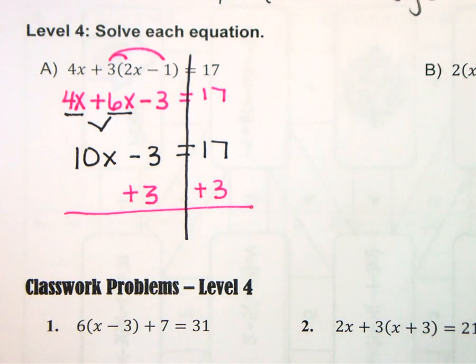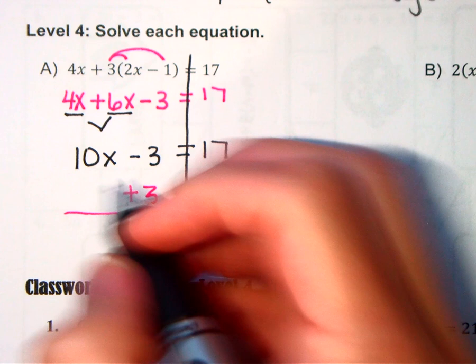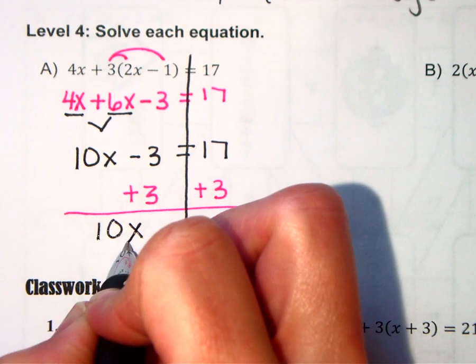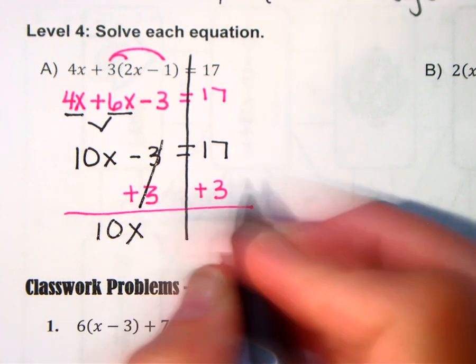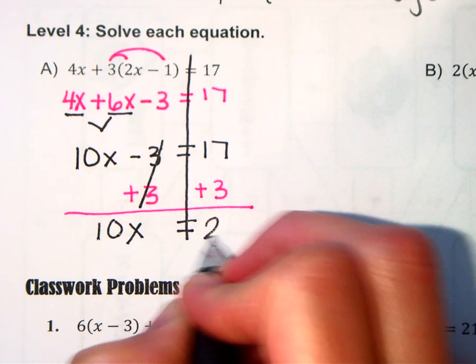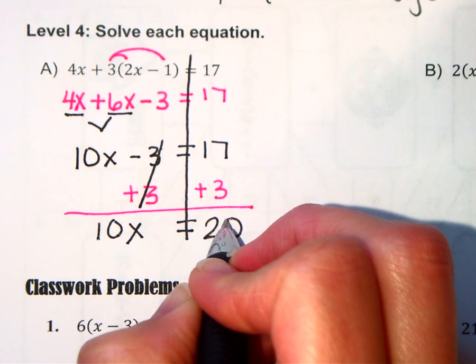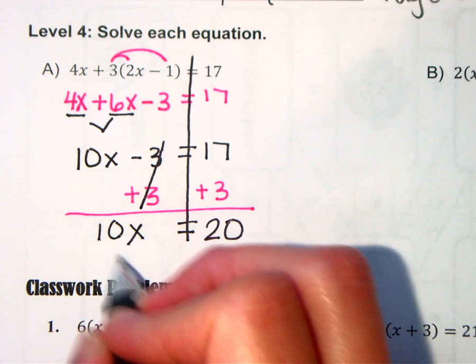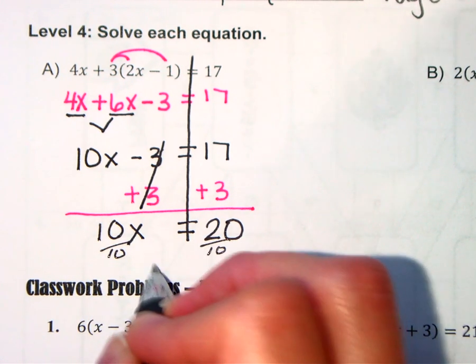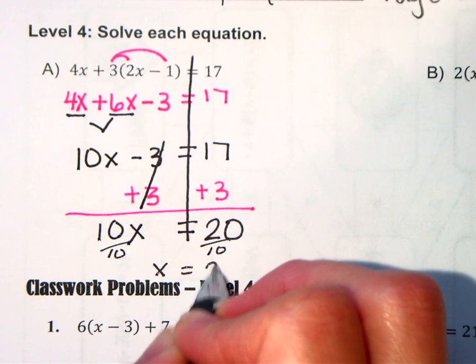Okay, go from left to right again. So I'm going to keep my 10x there. These will cancel each other out. 17 plus 3 is 20. Divide by 10. And x equals 2.